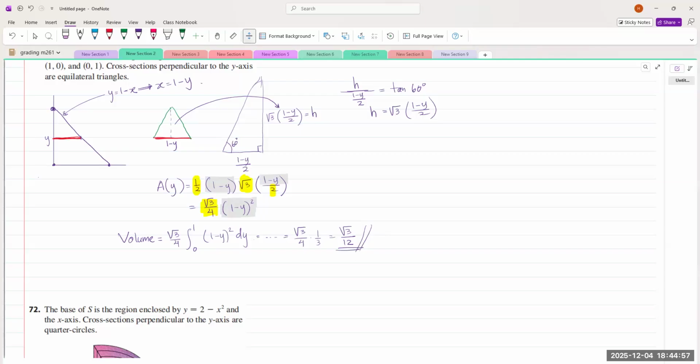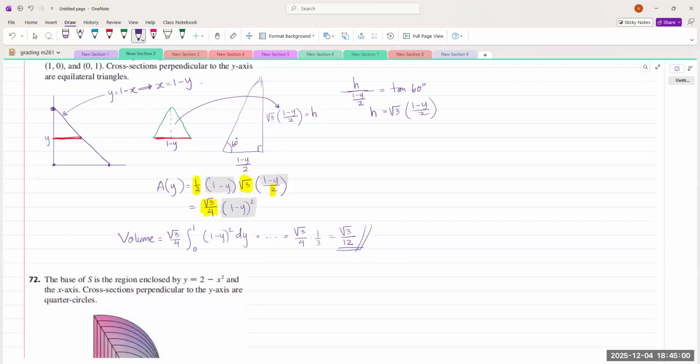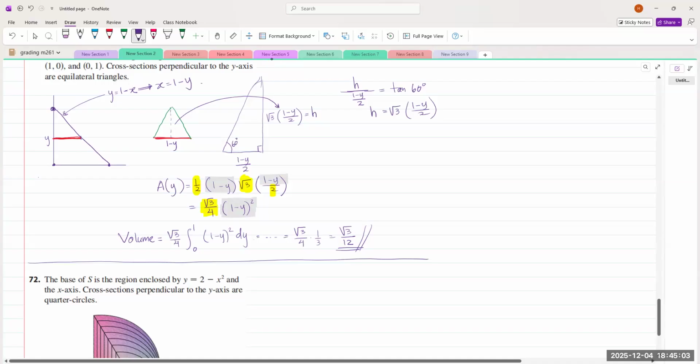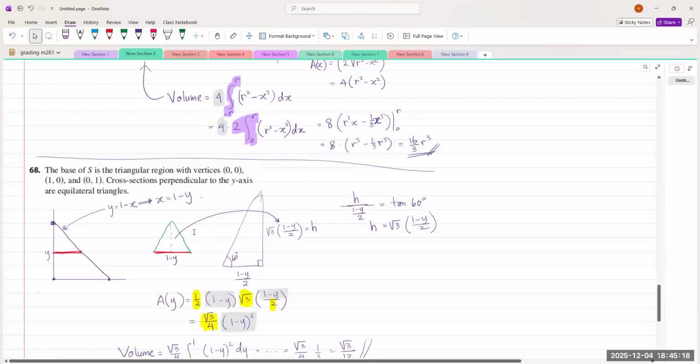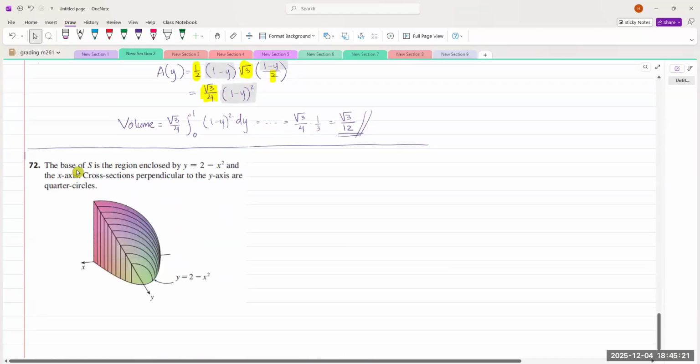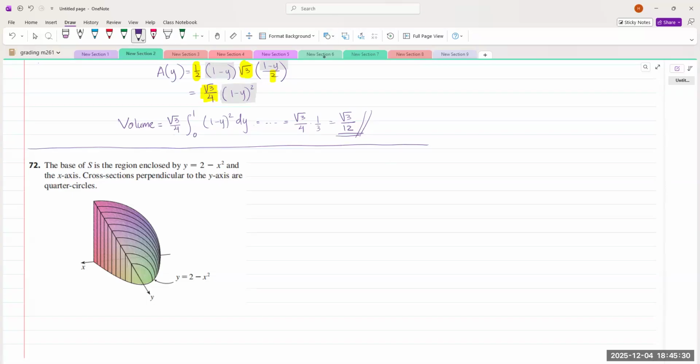Okay, lastly, number 72. So the last 3 questions are questions where the solid is not a revolution with respect to any axis. They just tell us, well, the cross section is a square, the cross section is an equilateral triangle, and this one here is something else. The base of solid S is the region enclosed by y equals 2 minus x squared and the x-axis. This is the x-axis. This is the y-axis. 2 minus x squared looks approximately like this.